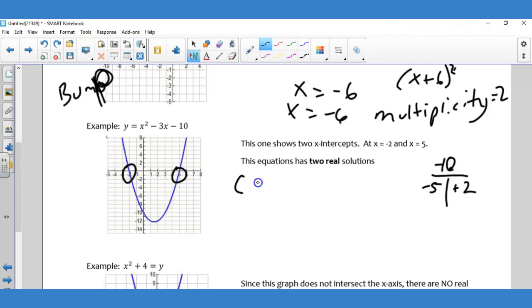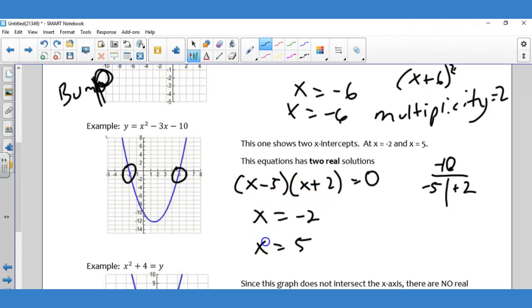So you have your factors, and they equal 0. And when you solve it, you get x equals negative 2 and x equals 5. So these are called slices. It just slices through that point once. Whenever it's a slice, that means the multiplicity is 1.